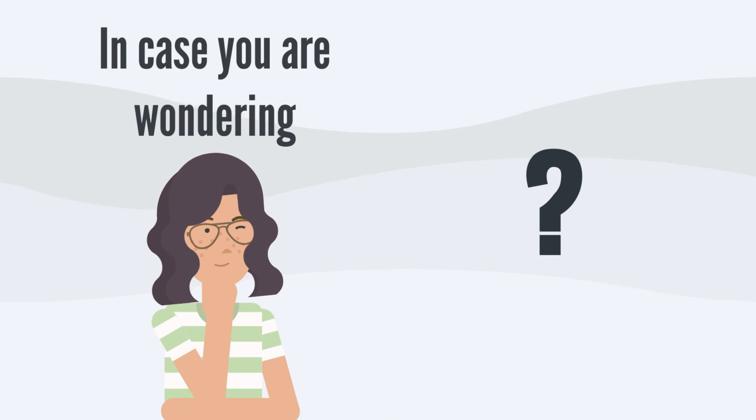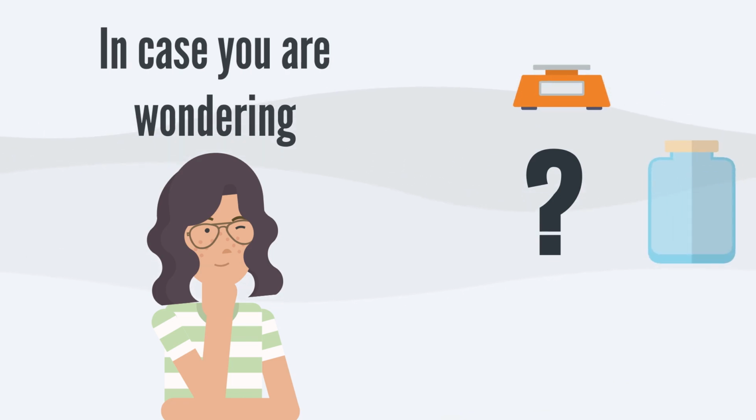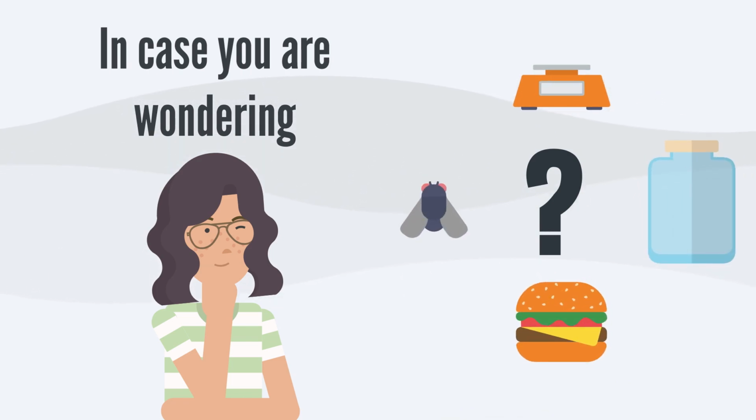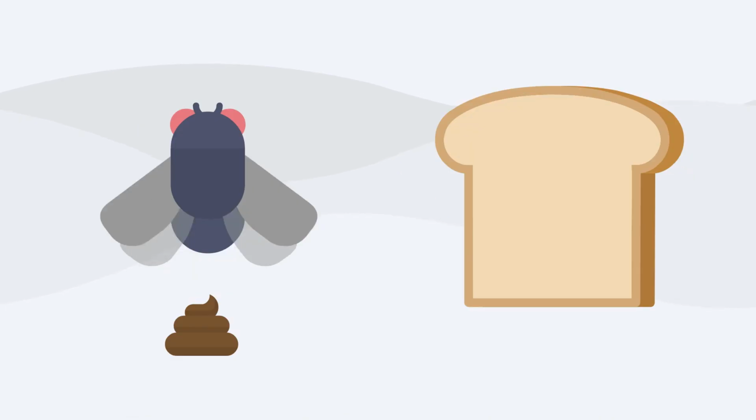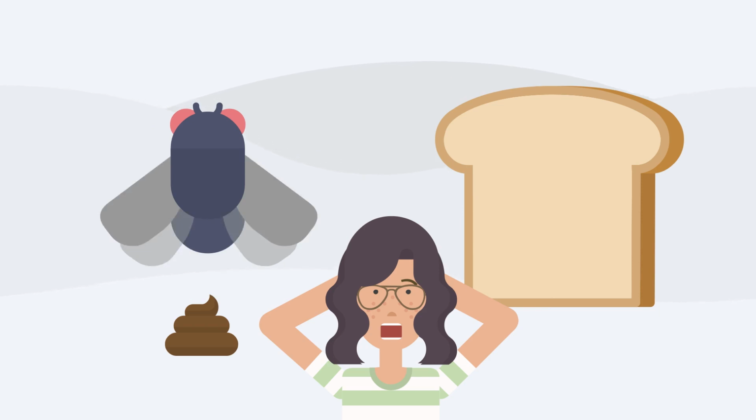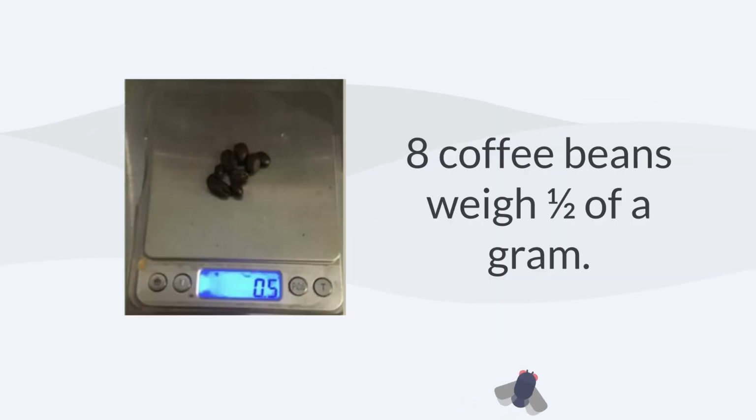In case you are wondering, do flies really eat 10 times their weight? I doubt it, but you can get a scale, a jar, some food, and a fly and find out yourself. Because flies poop a lot, I recommend using a white food, like bread, so you can be sure it is all gone and that the specks you are seeing in the jar are not actually fly poop. Gross. 8 coffee beans weigh half of a gram. I don't think flies eat coffee beans, but you get the idea of how much food this is.